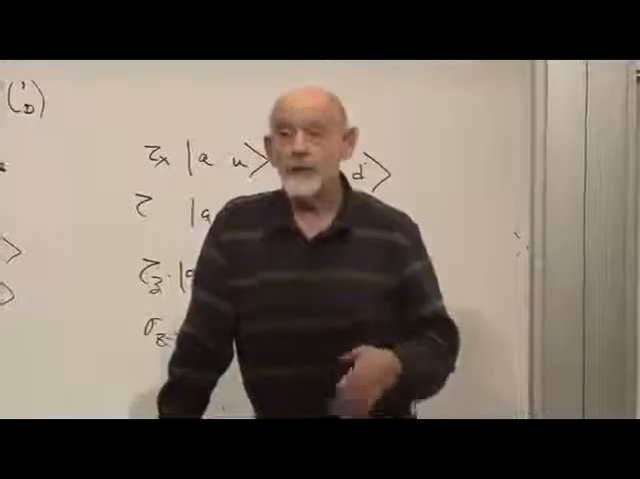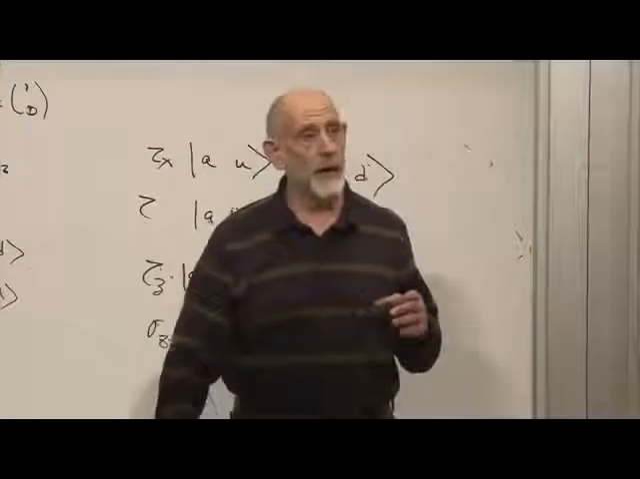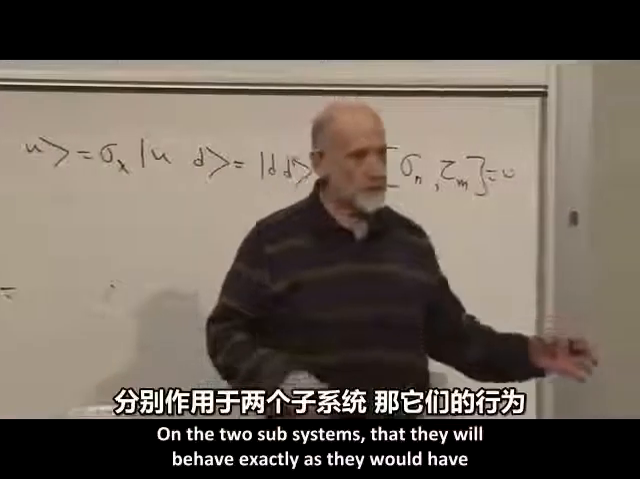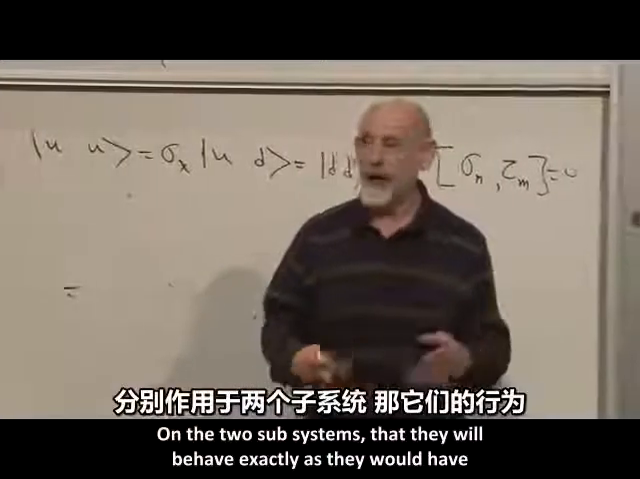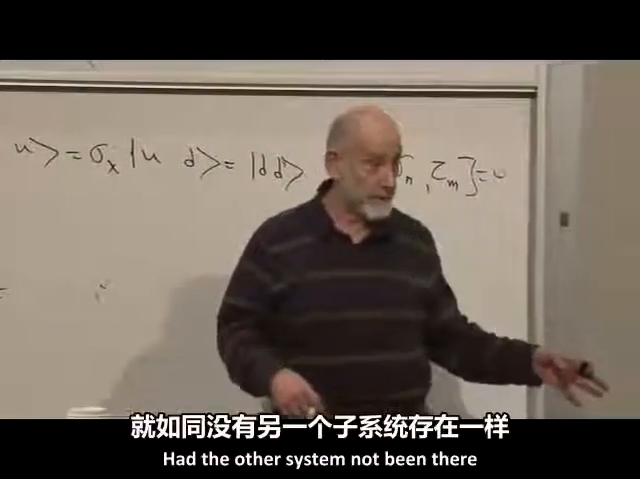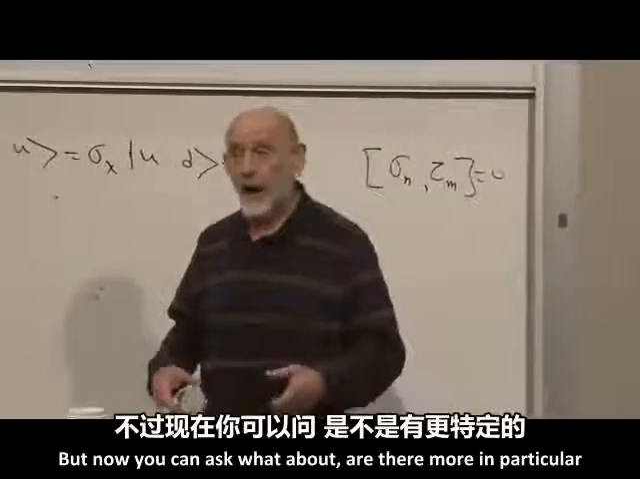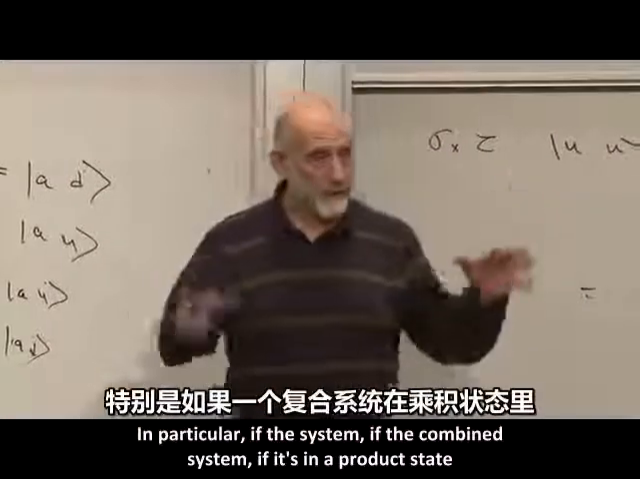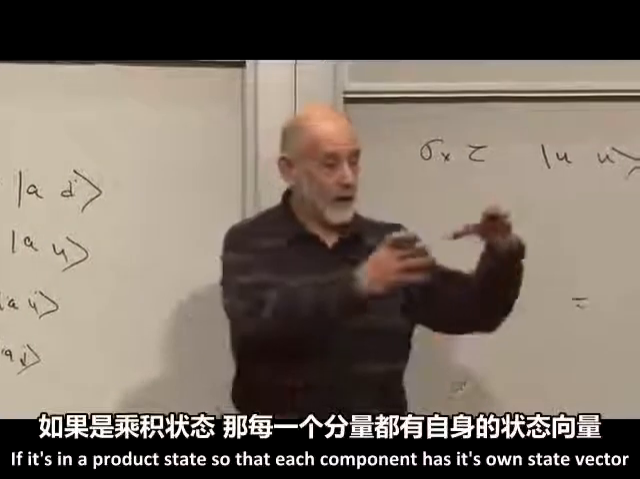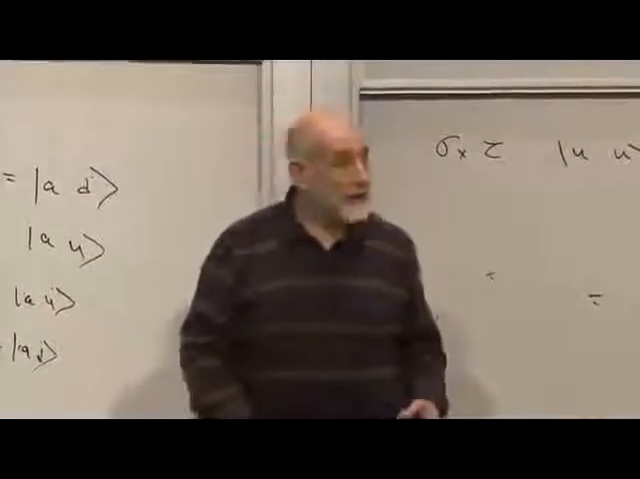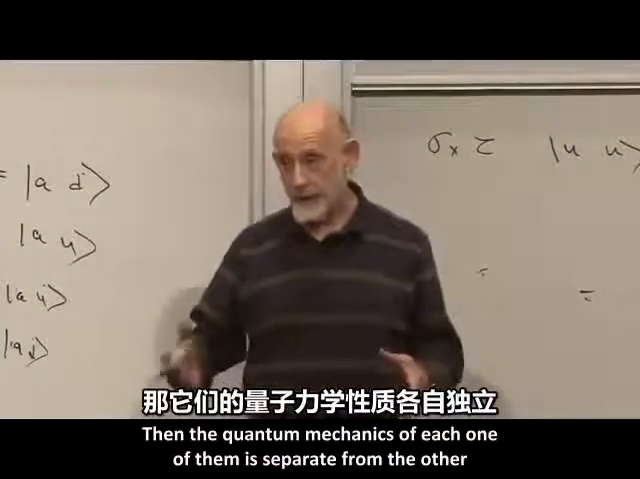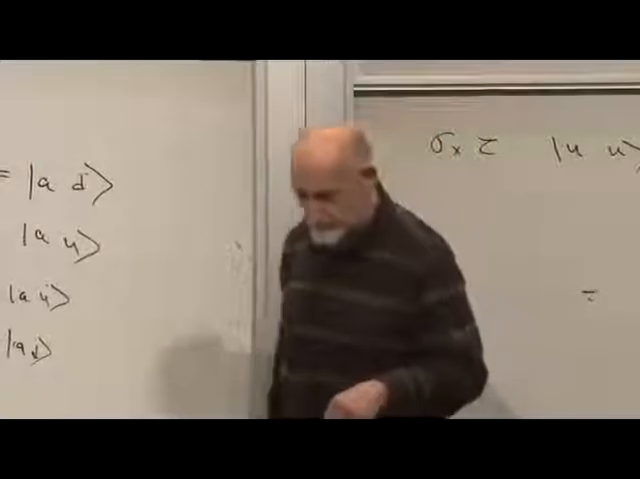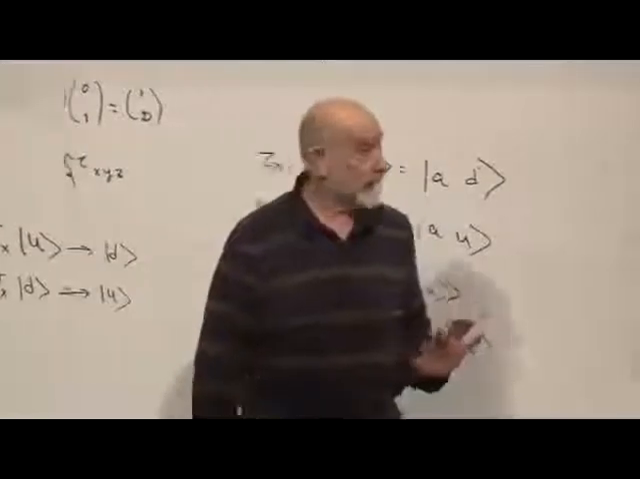What we've done up till now is do all the ingredients which tell you that as long as you do separate experiments, separate operations on the two subsystems, they will behave exactly as they would have had the other system not been there. But now you can ask, if the combined system is in a product state, so that each component has its own state vector, then the quantum mechanics of each one of them is separate from the other. They don't interfere with each other. They don't know about each other in any way. That's what this prescription ensures. They're not entangled yet, not if they're product states.